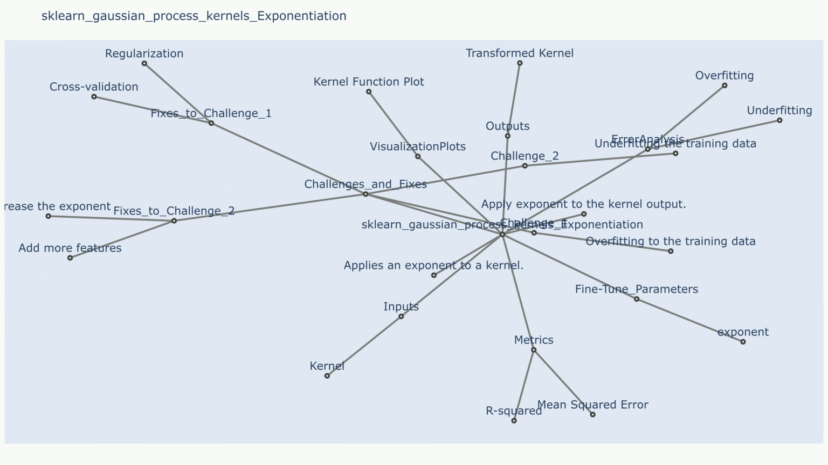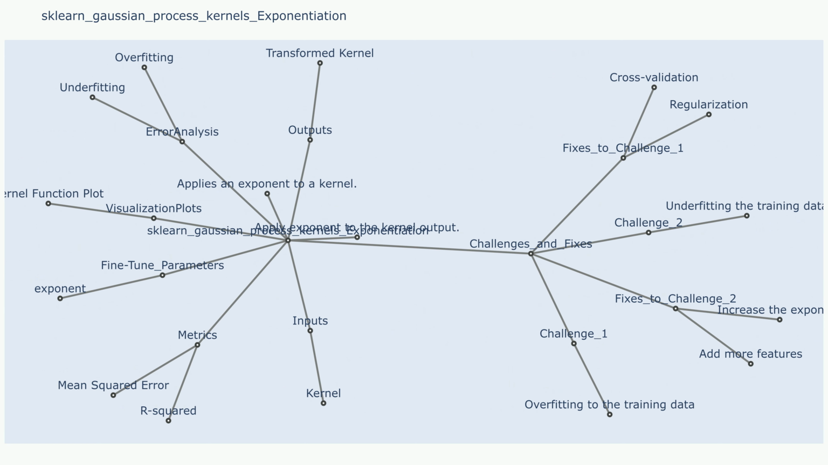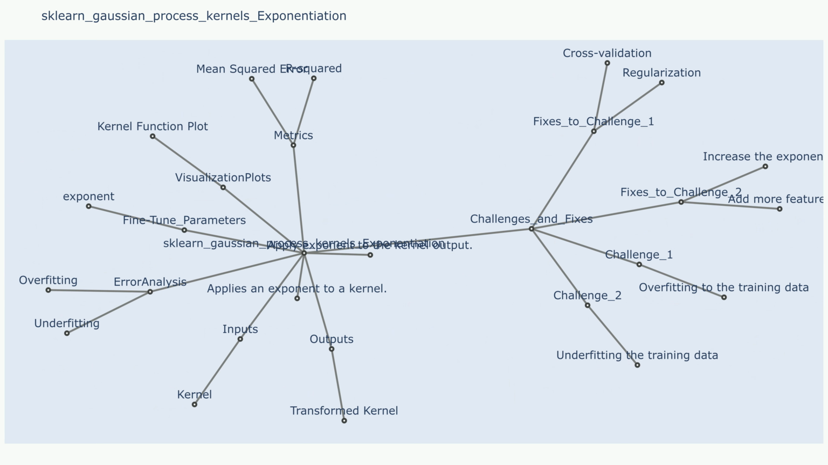Kernel function plot: the kernel function for different values of the exponent. This will show how the exponent affects the shape of the kernel. Mean function plot: the mean function of the Gaussian process for different values of the exponent. This will show how the exponent affects the smoothness of the predictions.